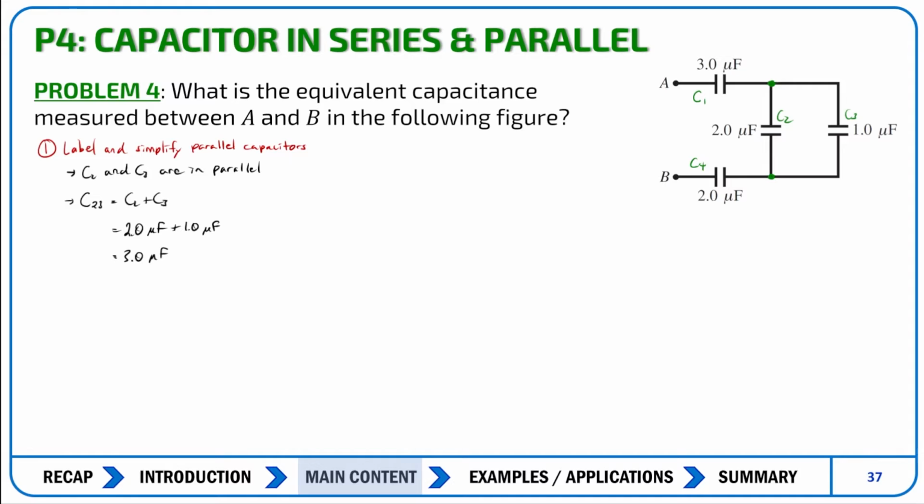We're going to redraw this so that we have an updated circuit diagram. A, we have C1 over here. We have our C23, and then we have C4, and then it goes to B. Now, step 2, we're going to try and simplify this, and everything is now going to be in series. So step 2, label and simplify series capacitors.